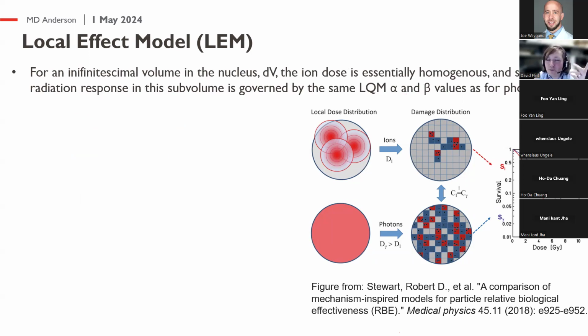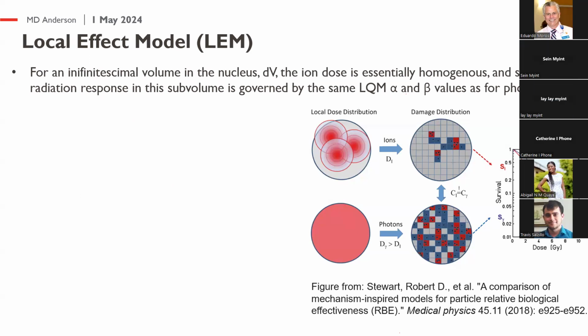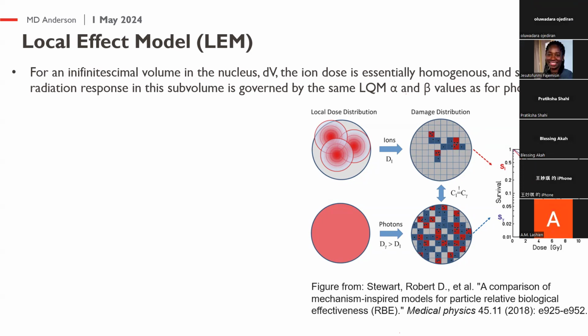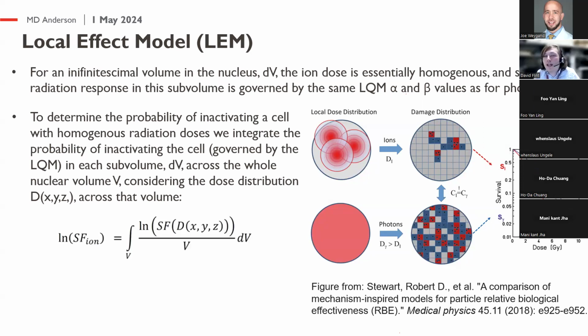So here's where the thinking about the local effects being the same in these two cases is important. If you think about an infinitesimal volume within the nucleus, then the ion dose within that infinitesimal volume is essentially homogeneous. And so the radiation response in that subvolume is governed by the same alpha and beta values that govern homogeneous doses to the whole nucleus. Then if you want to calculate the average probability to inactivate a cell across the whole nucleus, all you have to do is integrate this expression down here across the whole nuclear volume.